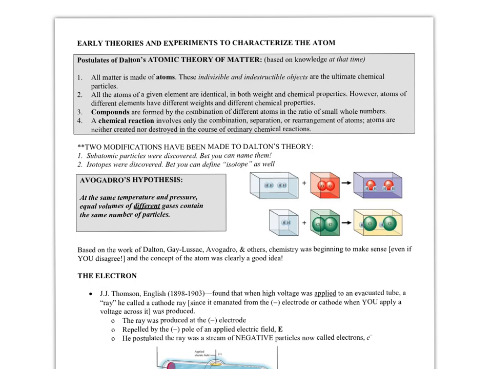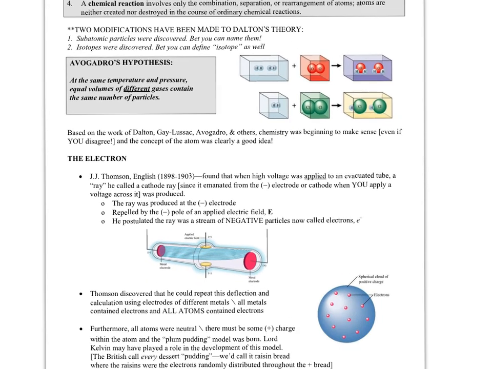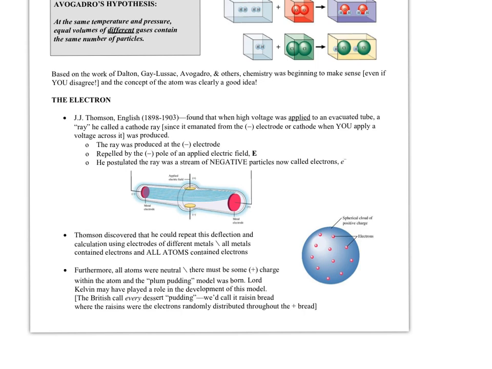So looking at our first subatomic particle that was discovered, that would be J.J. Thomson with his discovery of the electron. J.J. Thomson basically applied a high voltage to an evacuated tube, which he called a cathode ray tube. And what he found was that the cathode ray that was produced when he had a gas within that tube, as he applied the electrical voltage to it, was produced at the negative electrode and was going towards the positive electrode.